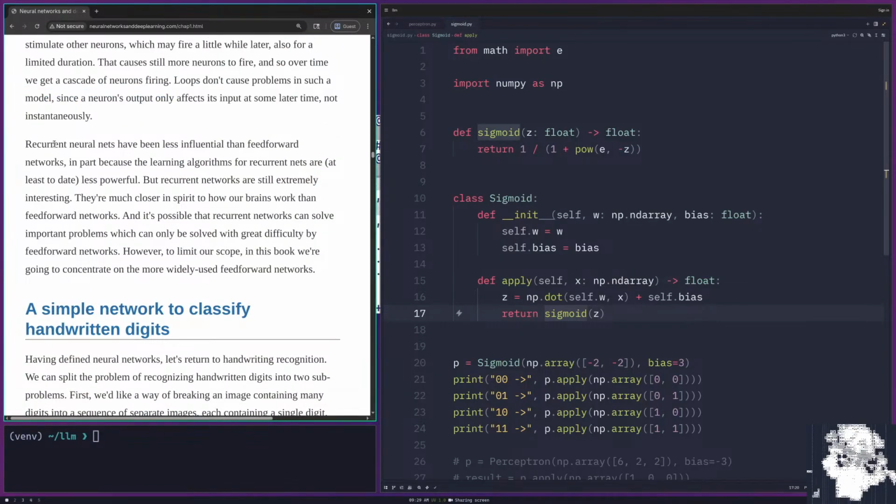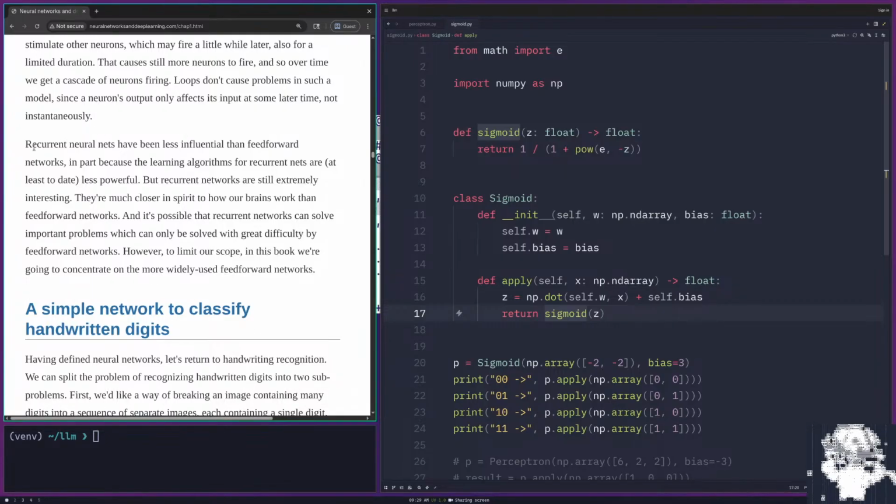Recurrent neural nets have been less influential than feed-forward networks, in part because the learning algorithms for recurrent nets are, at least to date, less powerful. But recurrent networks are still extremely interesting. They're much closer in spirit to how our brains work than feed-forward networks, and it's possible that recurrent networks can solve important problems which can only be solved with great difficulty by feed-forward networks. However, to limit our scope in this book, we're going to concentrate on the more widely used feed-forward networks.